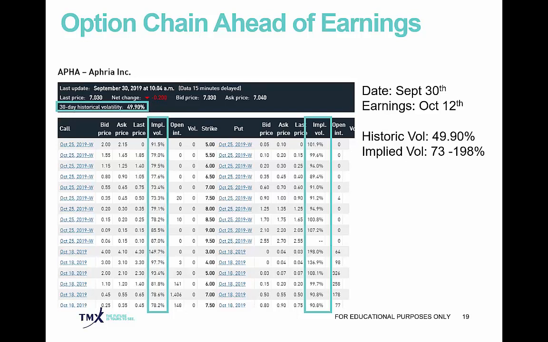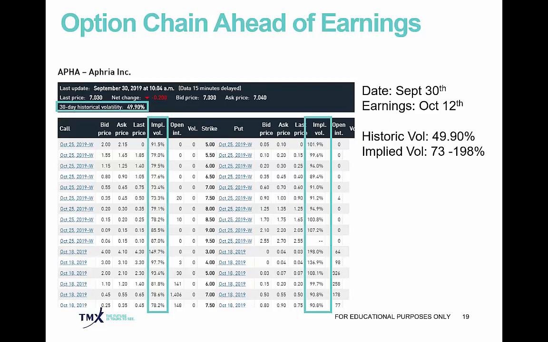But what I want you to take a look at here, more importantly, is with 12 days ahead of earnings, you've got a historical volatility of 49.9%. That's really what the stock has been doing. But you've got an implied volatility within the option contracts between 73% and 198%. So you can see options that are expiring after earnings.